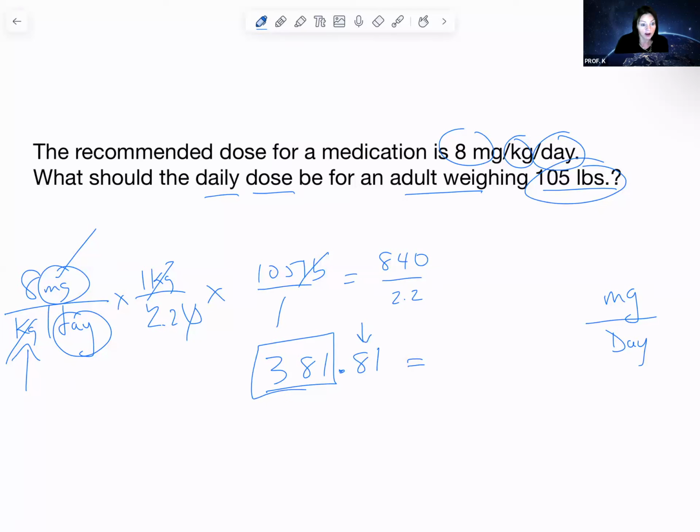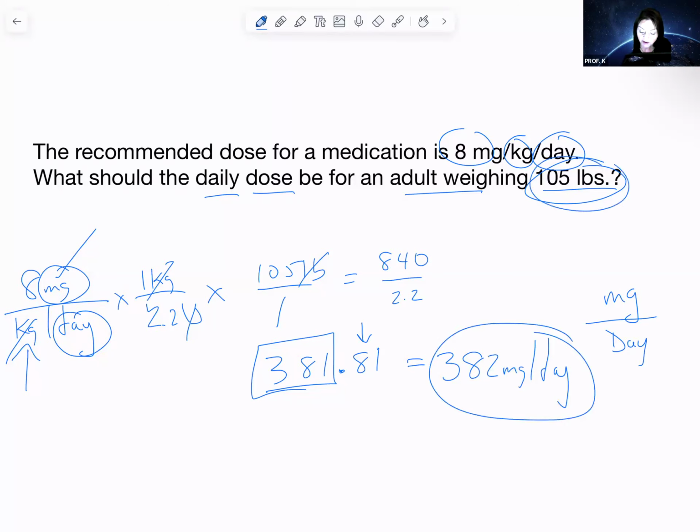Anything over 10 and up, I round to a whole number. I look to the number to the right. 5 and up, I round up. So the answer is 382 milligrams a day. So what does this mean? Well, it basically is saying this patient who weighs 105 pounds, he should be getting this in a full day.